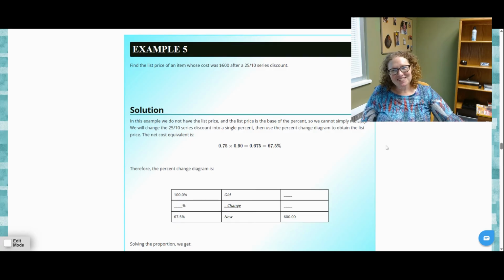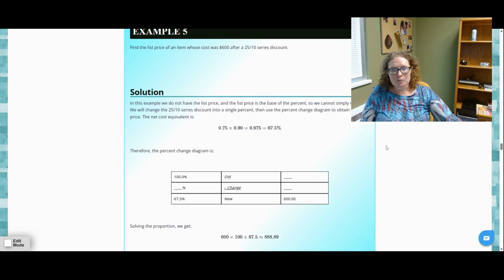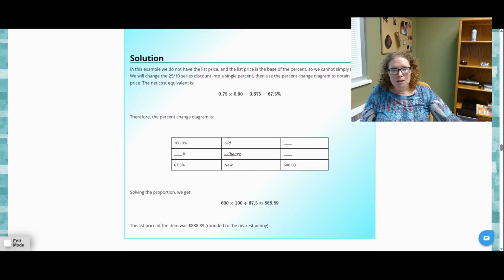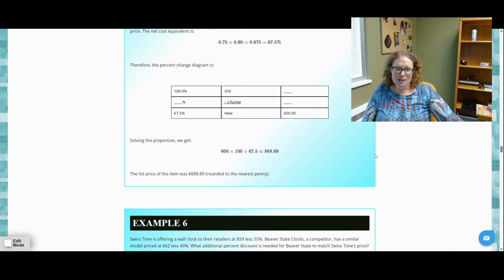Next example. Find the list price of an item whose cost was $600 after a 25-10 series discount. Setting it up the same way, we want to use the complements, and we get the percentage. We can use our little table again because we need to set it up as a proportion, and we would figure that out based on the chart, and we would get the list price to be $889.89.